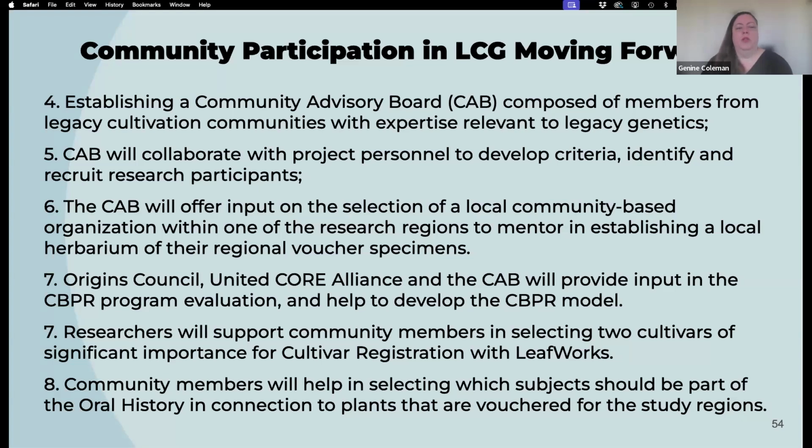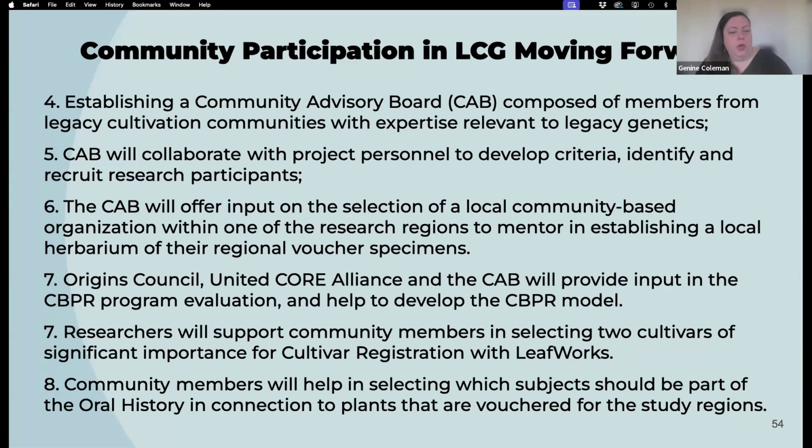Next slide, please. So moving forward, the community participation in the project includes establishing the community advisory board, and that's going to include members from the legacy cultivation communities with expertise relevant to legacy genetics. The CAB will collaborate with project personnel to develop criteria, identify and recruit research participants. So that's a very core place for the community participation to come in. The CAB will offer input on the selection of a community-based organization within one of the research regions to mentor in establishing a local herbarium of their regional voucher specimens. I'm particularly excited about that moving forward.